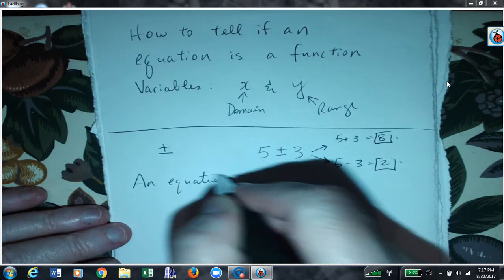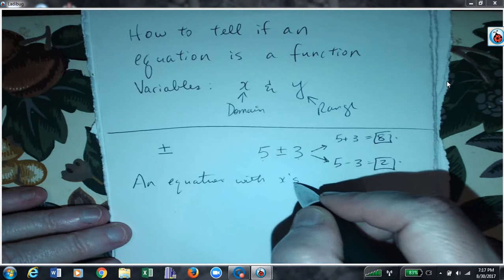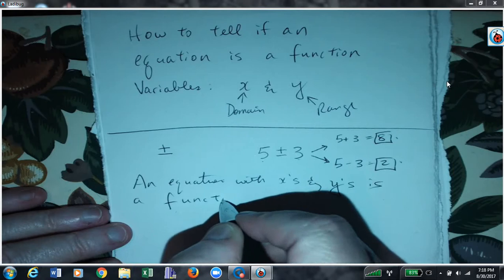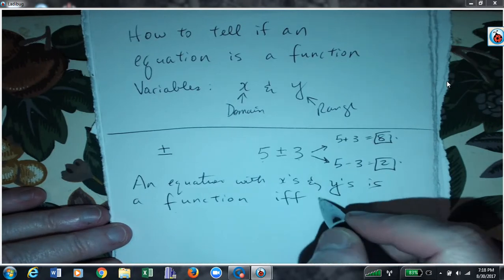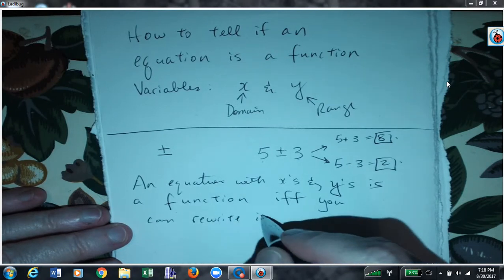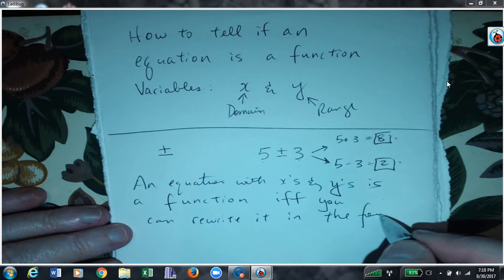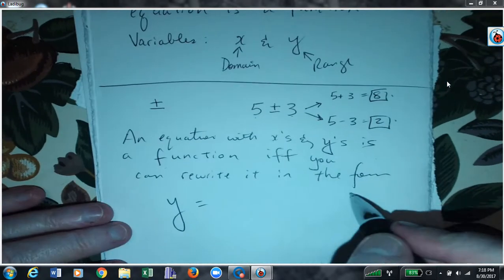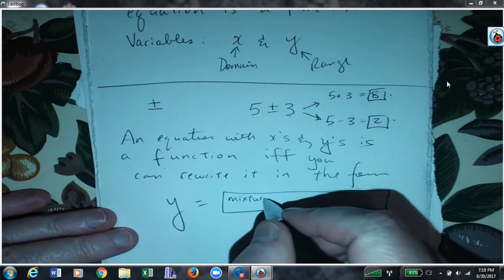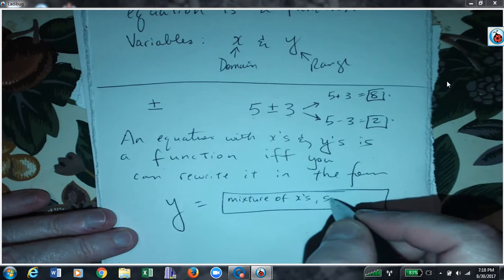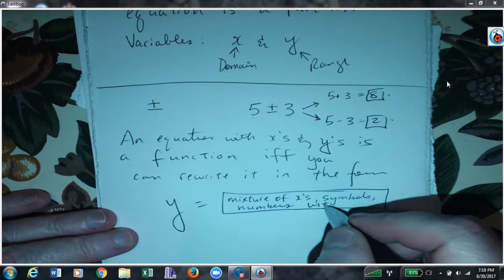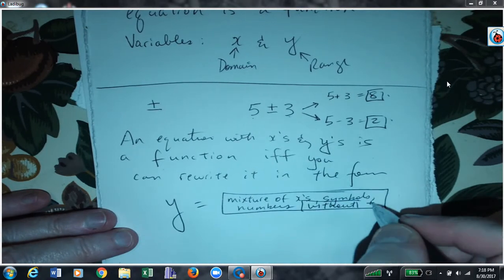Okay. So an equation with x's and y's is a function if and only if you can rewrite it in the form y on the left-hand side equals something over here that's a mixture of x's, symbols, numbers, without, and that's the big thing, without the plus or minus symbol.